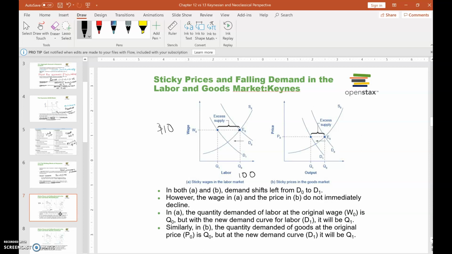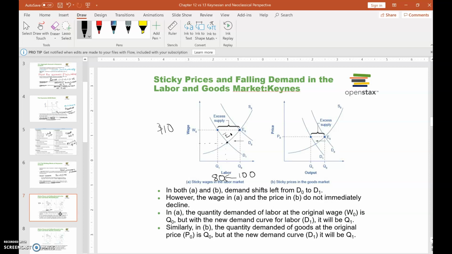Now the demand is going to go down and we have another point of intersection here, which is E1. So my wages should go down, but because I have sticky wages, my wages are going to stay fixed at 10 and the quantity of labor demanded goes down from 100 to 80. So basically there looks like some unemployment.